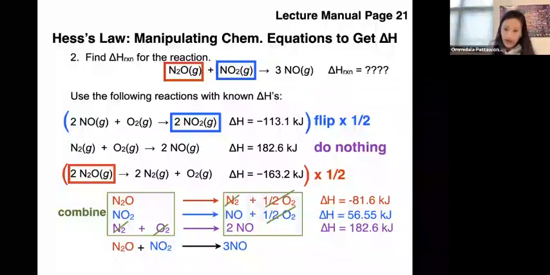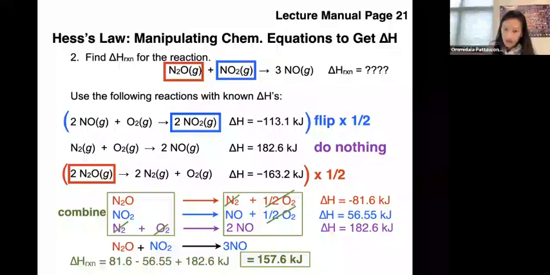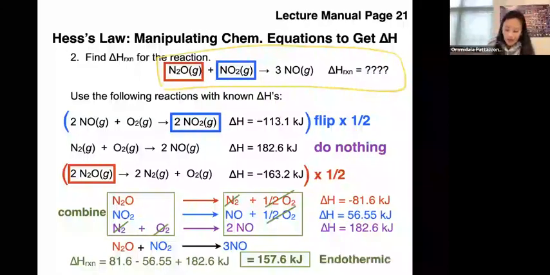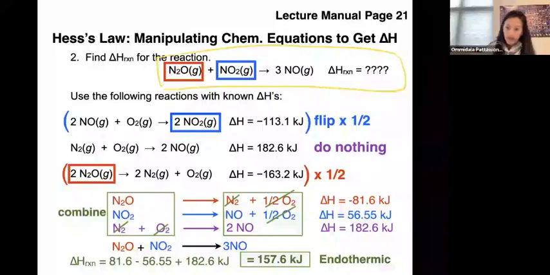So if you add each of those individual equations, the overall delta H, you also have to add them all together as well. So this is going to be the amount of heat involved for this overall equation that we are looking at. All right, this reaction is endothermic, because it comes out to be a positive value.